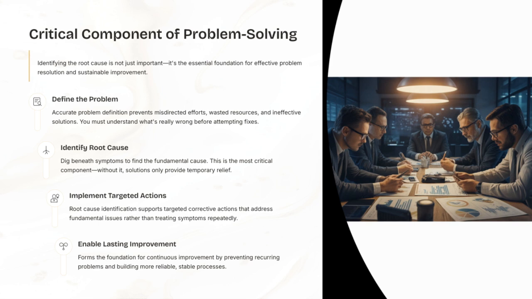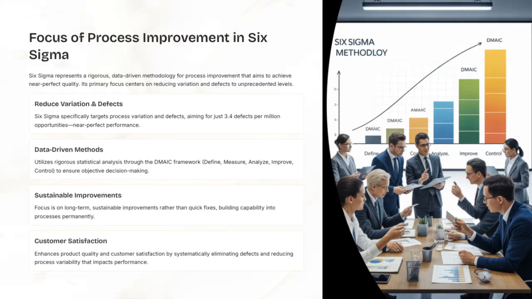And remember, identifying the root cause isn't just a step. It's the essential foundation for effective problem solving. Without it, any improvements are just short-term. This is the most critical component in our journey toward continuous improvement, ensuring that our efforts lead to sustainable, lasting change. Six Sigma enhances product quality and customer satisfaction by systematically eliminating defects and reducing process variability that impacts performance.